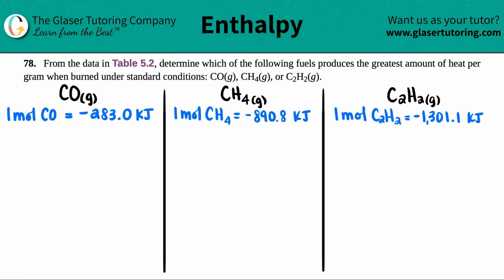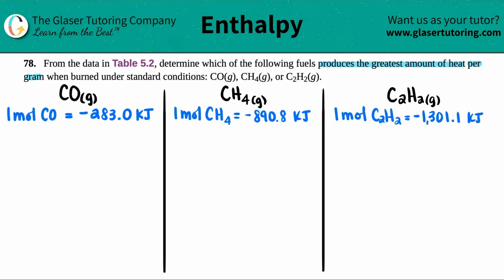Number 78. From the data in Table 5.2, determine which of the following fuels produces the greatest amount of heat per gram when burned under standard conditions. And then they gave us these three options. So we have carbon monoxide gas, we have methane gas, which is CH4, and then we have ethylene, which is C2H2. And we want to know basically which one produces the greatest amount of heat per gram.